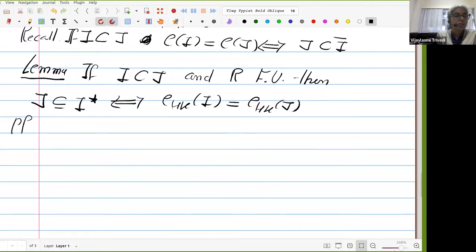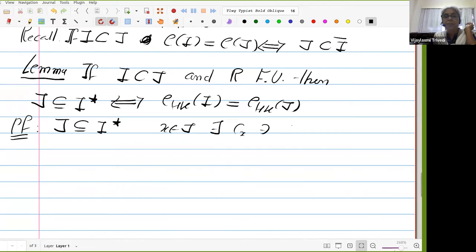So for most of the rest of my talks, perhaps I won't give much of a proof. So let us see the proof of at least the easier side. Suppose J is contained in I star. I want to prove that in that case, the HK multiplicity of I is the same as the HK multiplicity of J. Since J is contained in I star, for any element x belonging to J there exists some c_x such that c_x times x to the power q belongs to I^[q] for all q. Here c_x is just a subscript, not a multiplication.